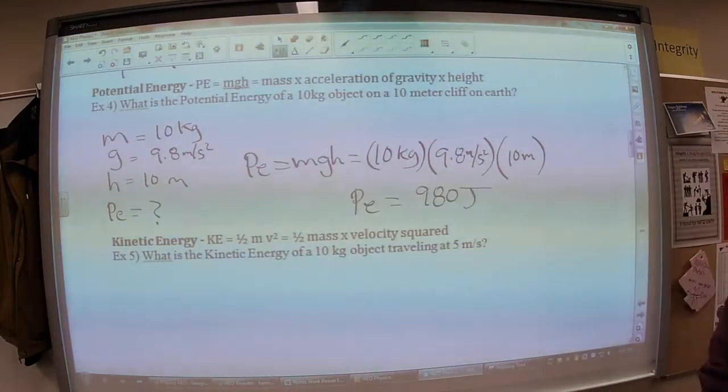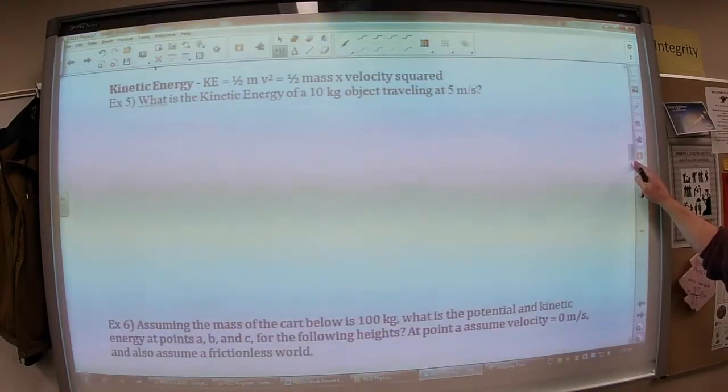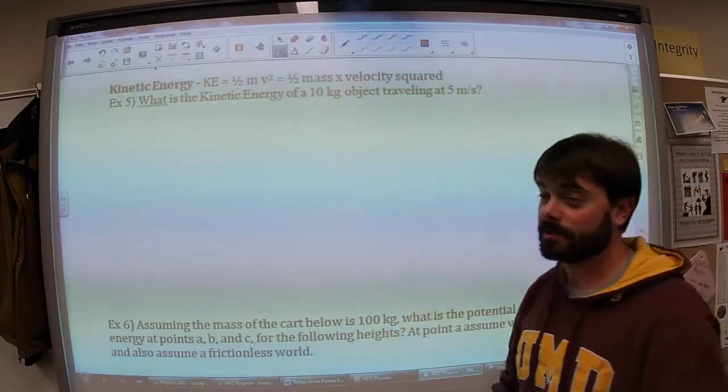Now, how do we calculate kinetic energy? Kinetic energy has a different equation, even though it's measured in the same units. It's still measured in joules.